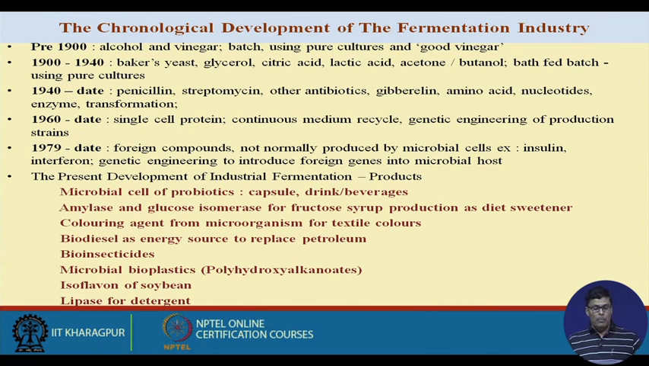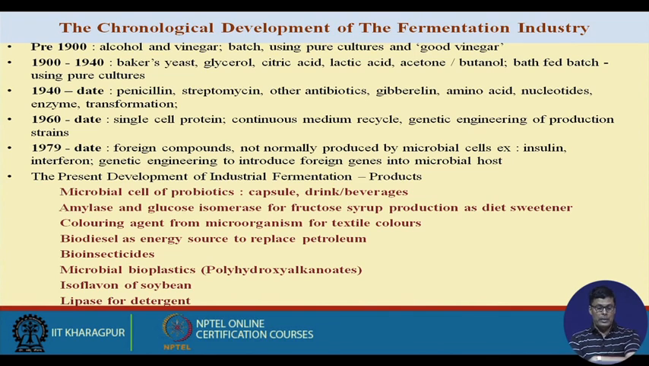The present development of industrial fermentation products is the microbial cell of probiotics, and that is used in the form of capsules, in the form of drinks, beverages, amylase, and glucose isomerase for high fructose corn syrup production that is mostly used in Western countries, and coloring agents from microorganisms for the textile industry, what we consider as the natural color.